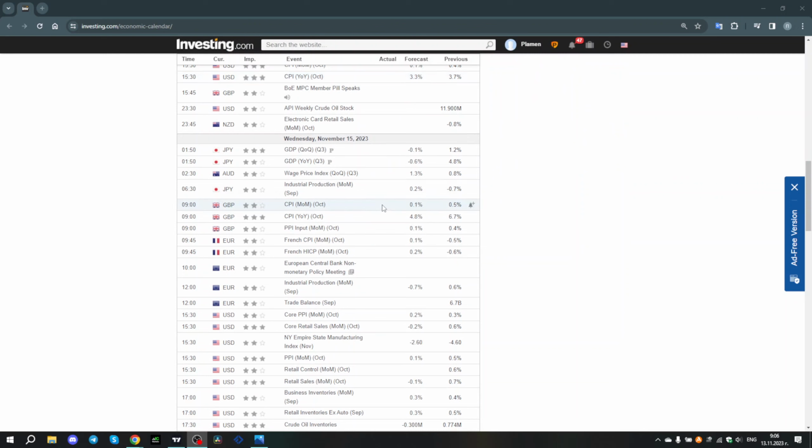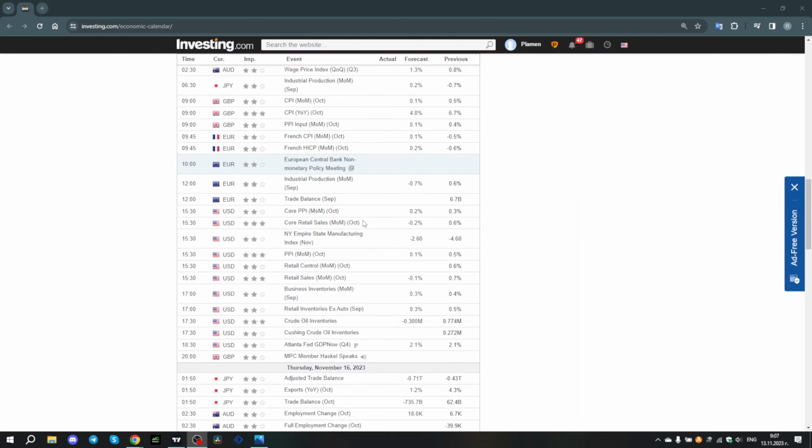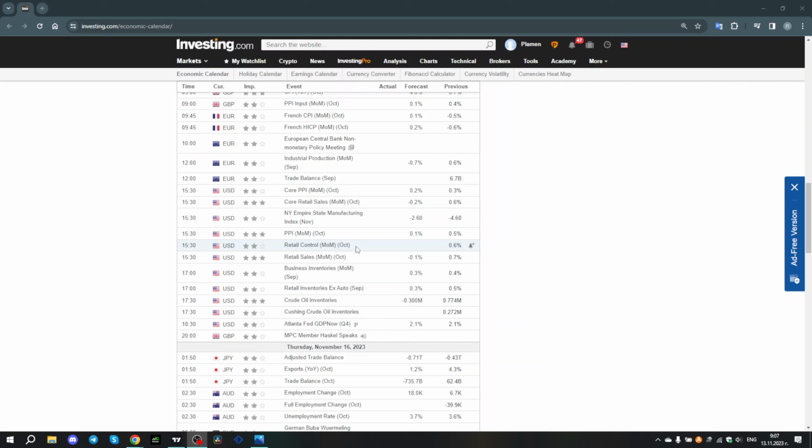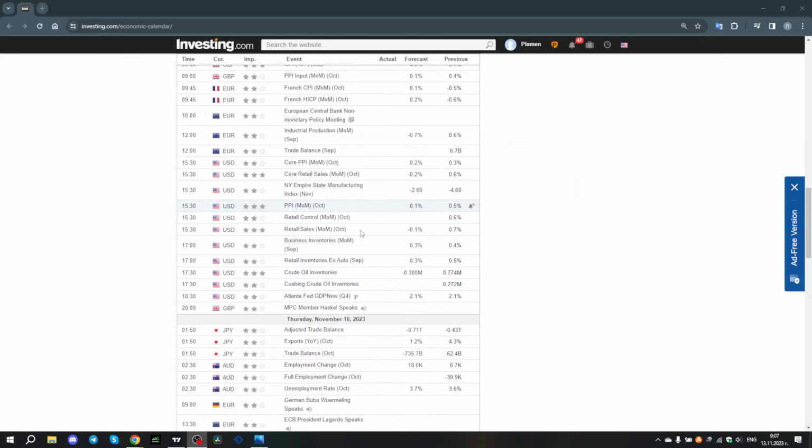On Wednesday, we have important news for Japan, the gross domestic product, and later that day we have the CPI for Great Britain and the PPI output. Also we have some CPI for the French, and for the US dollar, probably one of the most important news, the PPI. Also we have the retail sales and the crude oil inventories again. So probably Wednesday is gonna be a volatile day, we are gonna see.